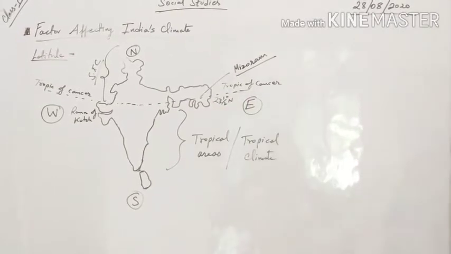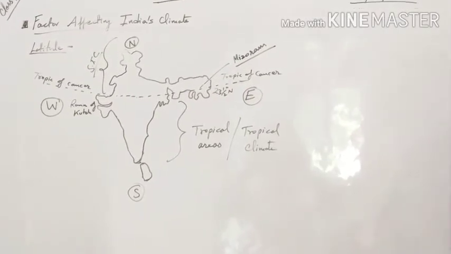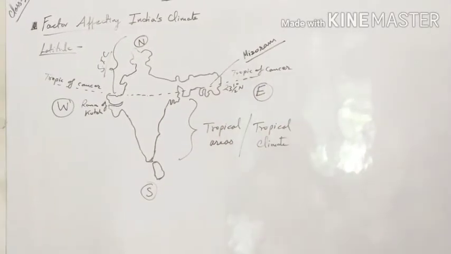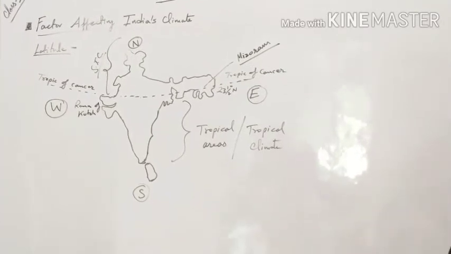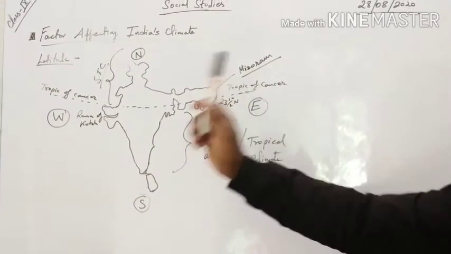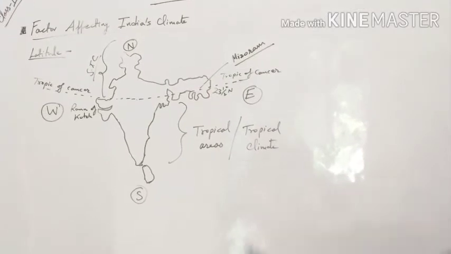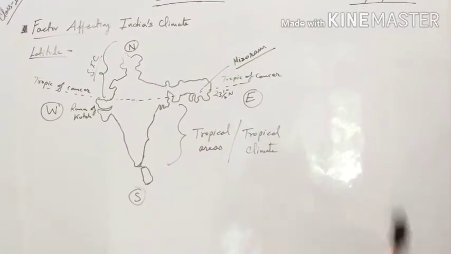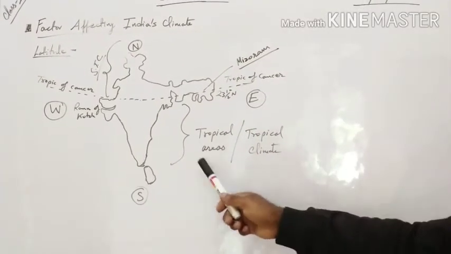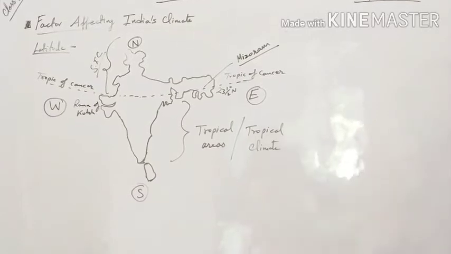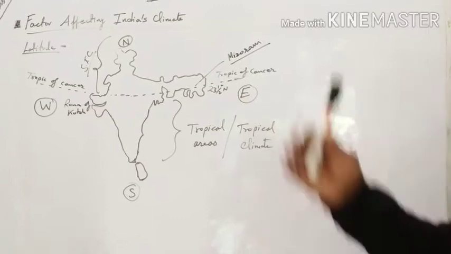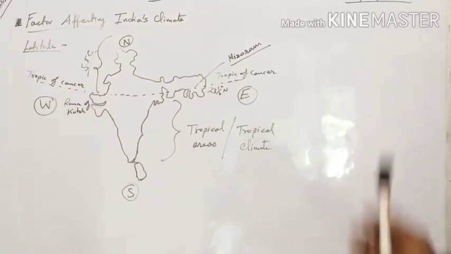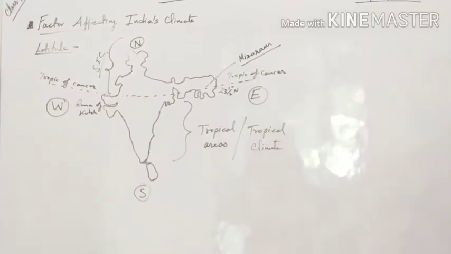So when it divides the country into two parts, the northern part and the southern part, you will find that above the Tropic of Cancer there is a different zone, and below that there is a different zone. Whatever portion of the country lies towards the south of the Tropic of Cancer lies in the tropical area and has a tropical climate, and towards the north it lies in the subtropical region. That is why it experiences a subtropical climate.